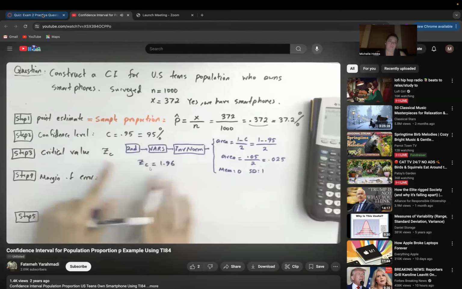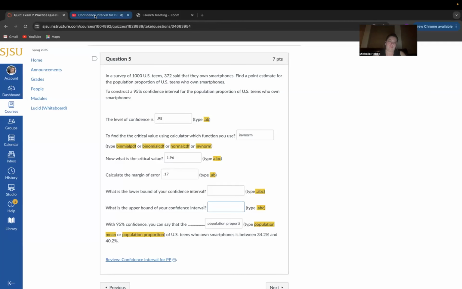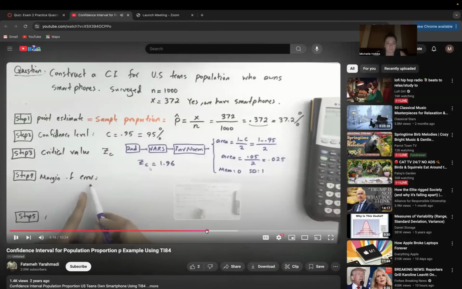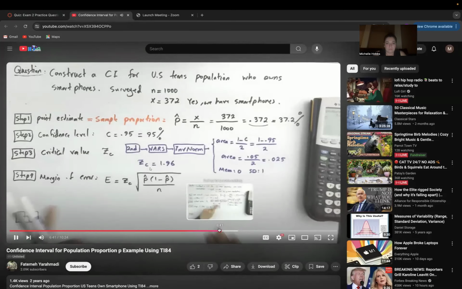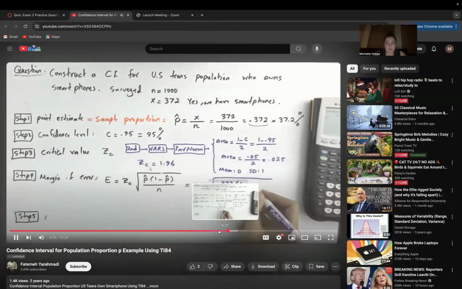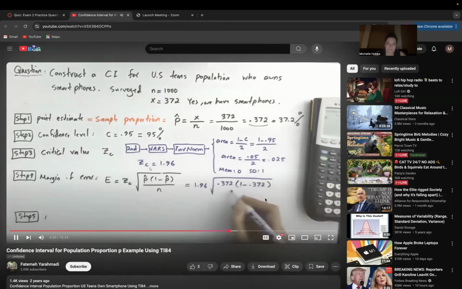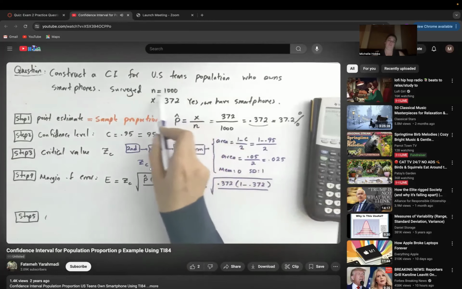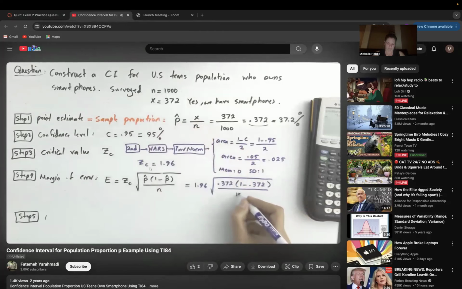Z_C is 1.96. I found my critical value. I'm using my critical value in step 4 to find the margin of error. You did all this part already: 0.72 divided by n. N is 1,000. There are 1,000 people in my survey.